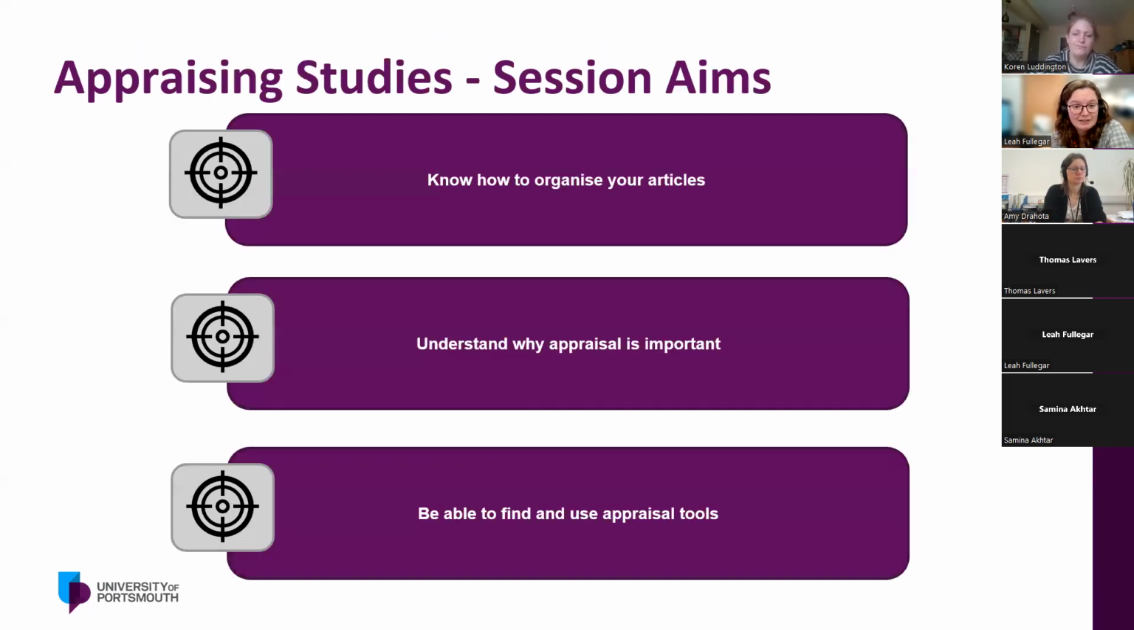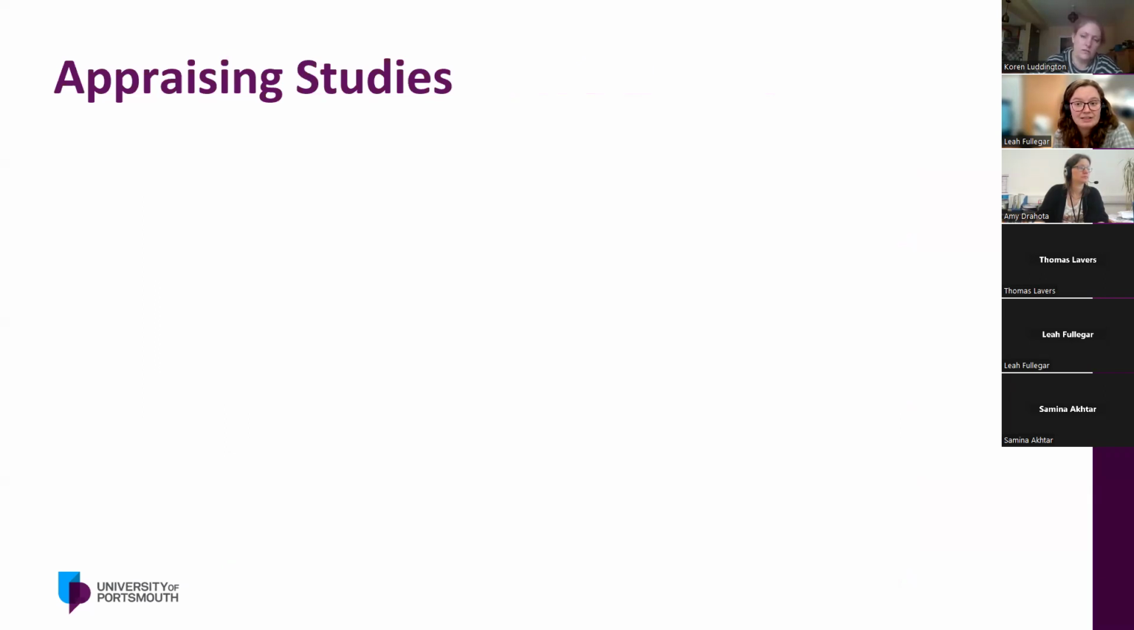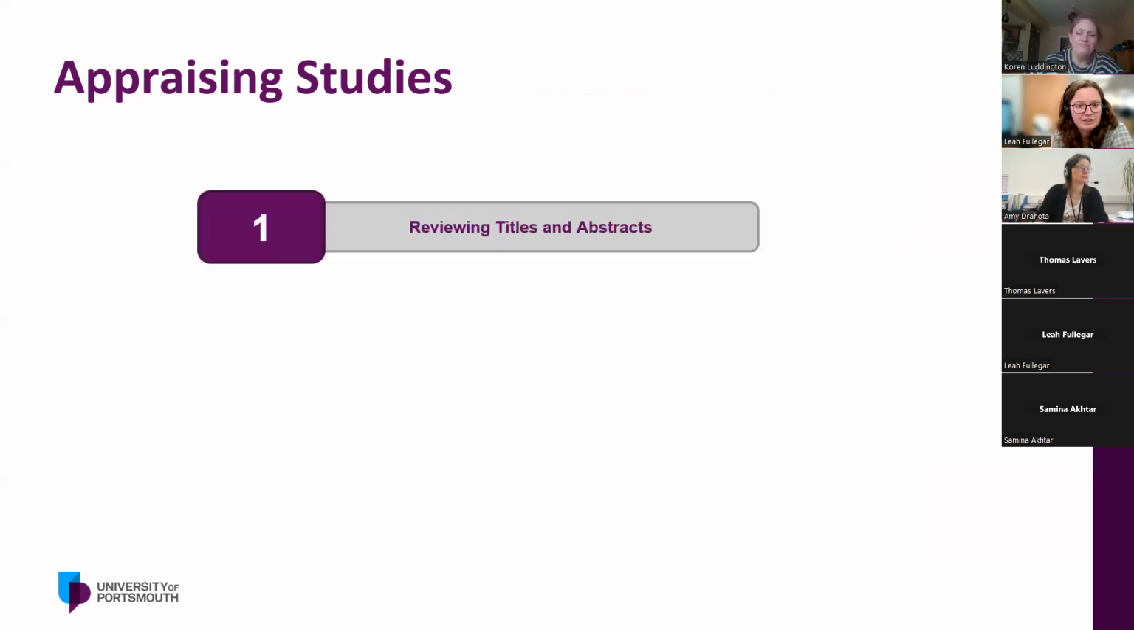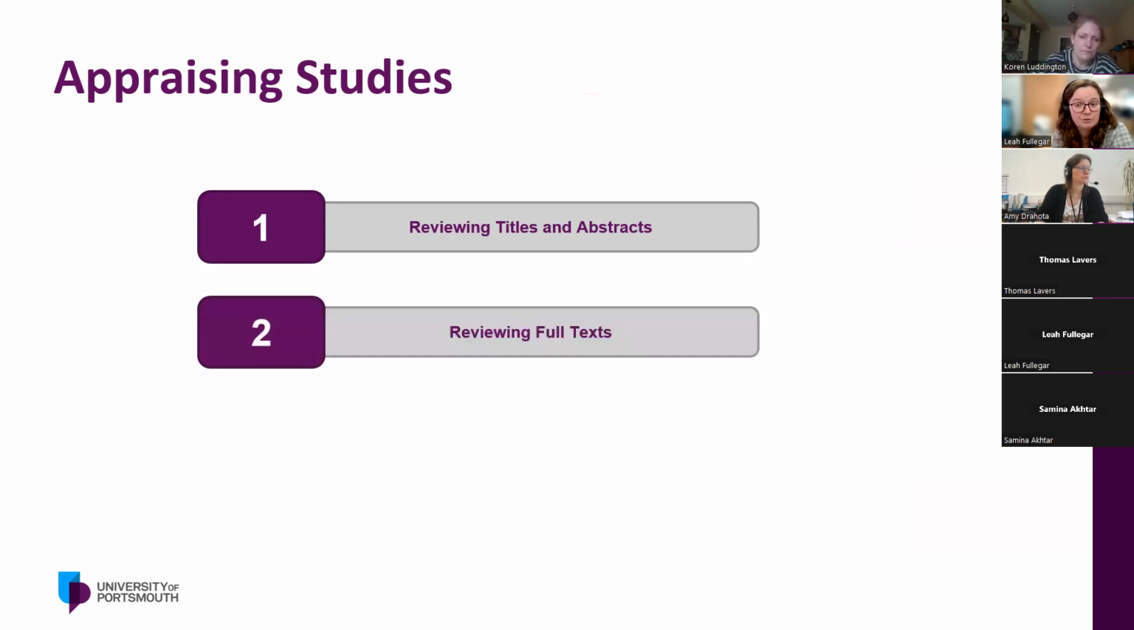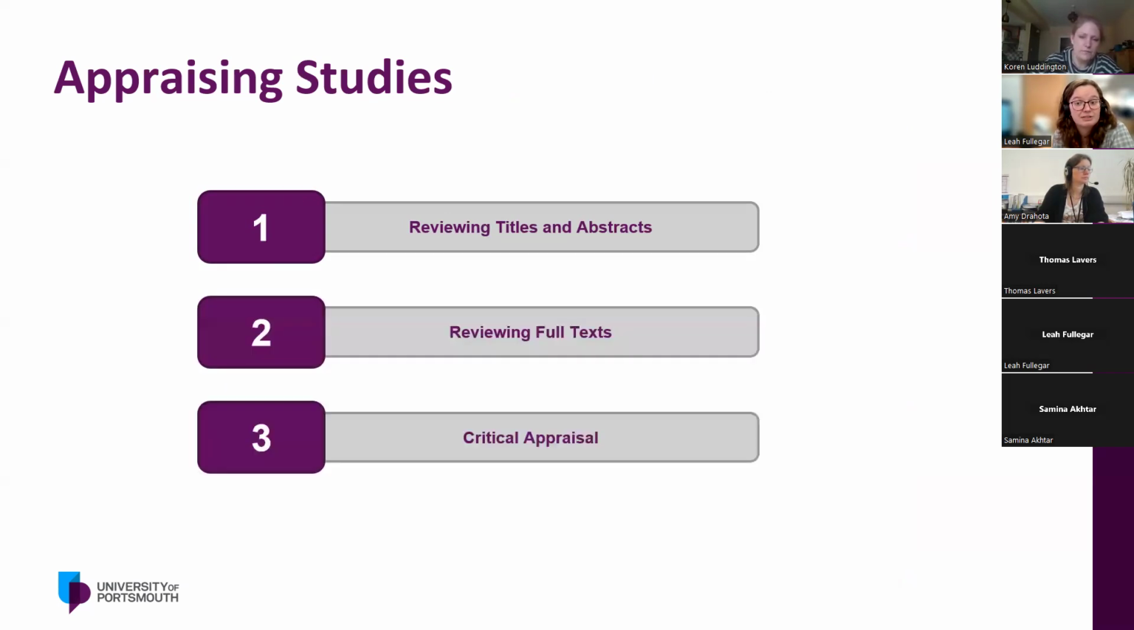Today, hopefully by the end of today, you'll know how to organise your articles. You'll understand why appraisal is important. And also you'll be able to find and use appraisal tools when you're appraising the articles that you're including in your review. So there's a few steps that we're going to cover in today's session. We're going to start by how we'd review titles and abstracts, how we'd review full text, and how we do our actual critical appraisal. The first thing we need to do is prepare to appraise.